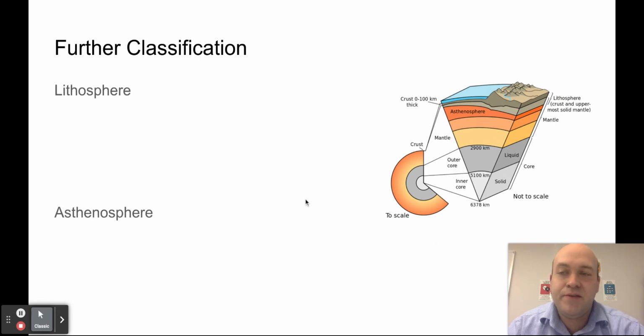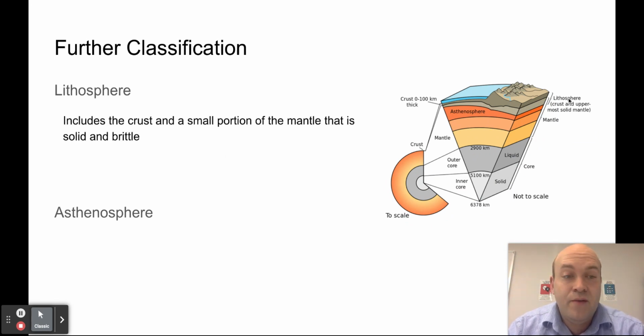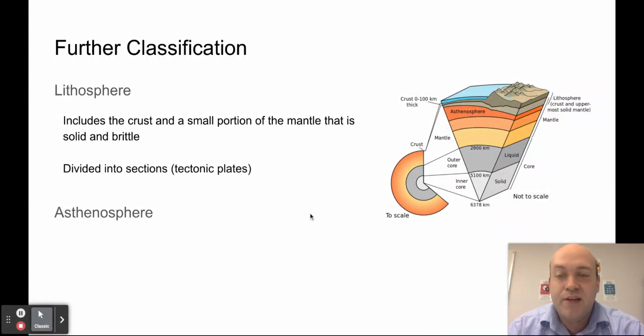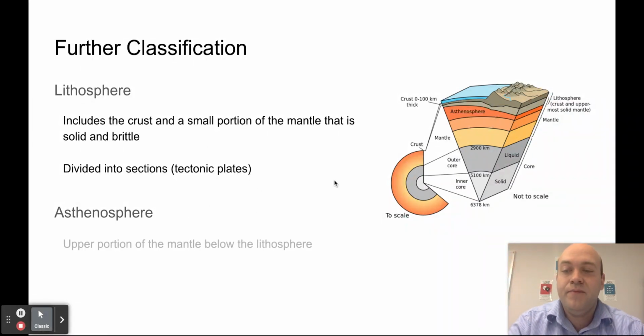You can see from the picture there's a couple more classifications of these layers. First is the lithosphere, which includes both the crust and this uppermost layer of the mantle, which is solid and brittle. Okay. And then it's divided into sections, the tectonic plates. So together, the crust and this uppermost layer of the mantle make up the lithosphere.